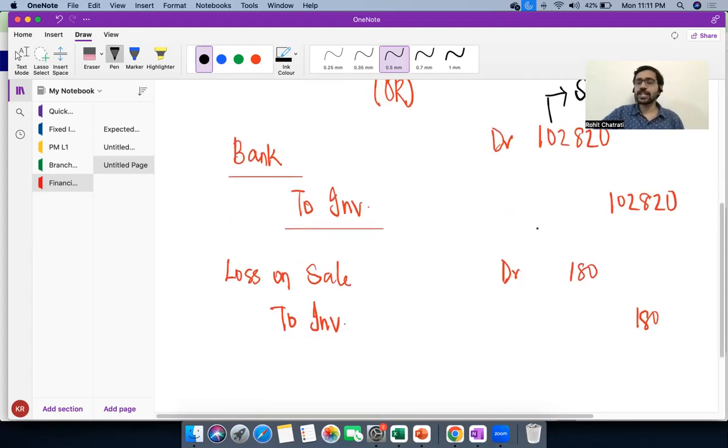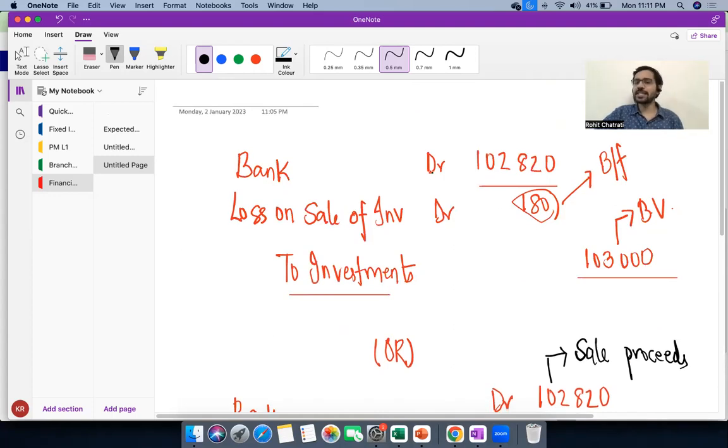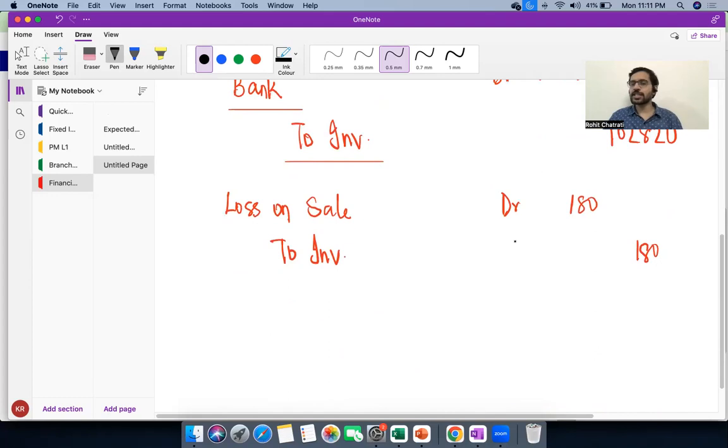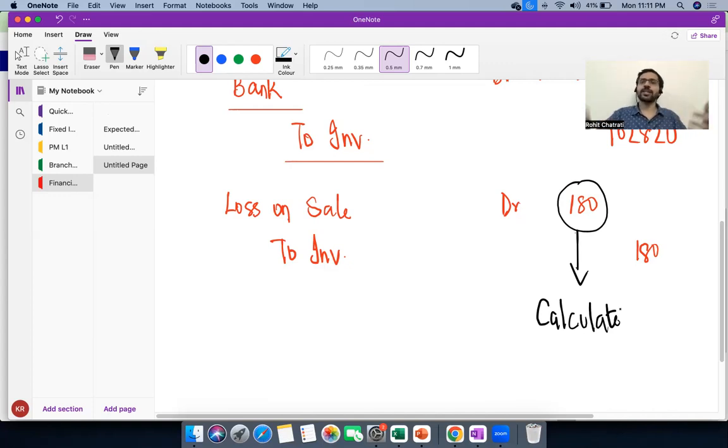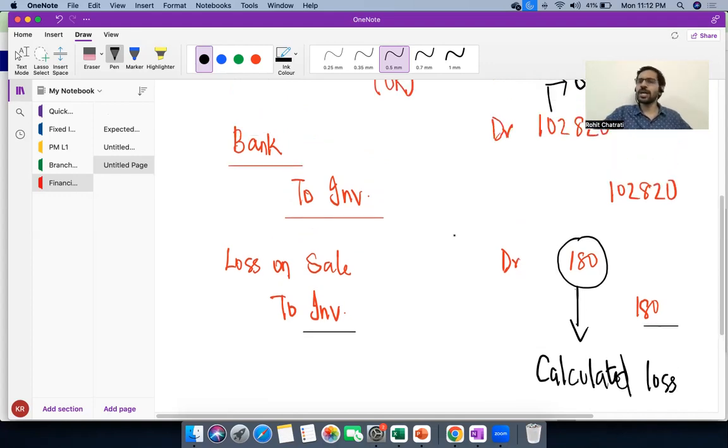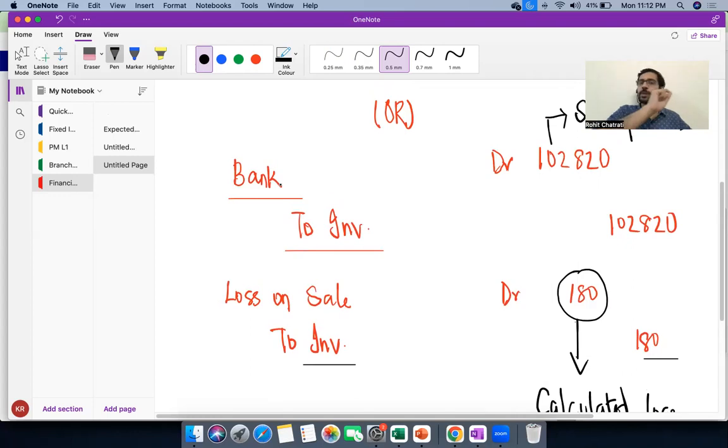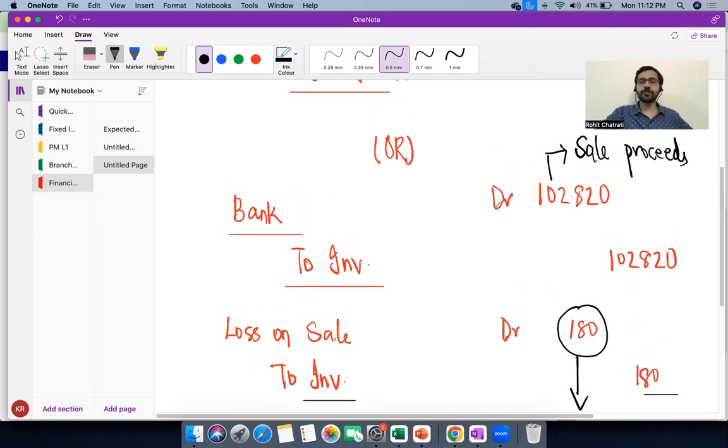Then in the second journal, let us calculate. Earlier I said this 180 is a balancing figure in this journal. But now, instead of calling it a balancing figure, let us actually calculate 180, which we actually did as well, right? We calculated 180 as the loss before I came onto this sheet. Let us calculate 180 and then debit loss on sale to the tune of 180 and credit investment to the tune of 180. Similarly, this could be a profit also. In that case, the first journal doesn't change. It will continue to be bank account debit to investments to the tune of sale proceeds.